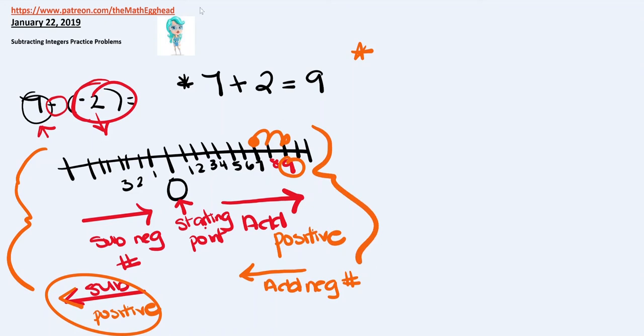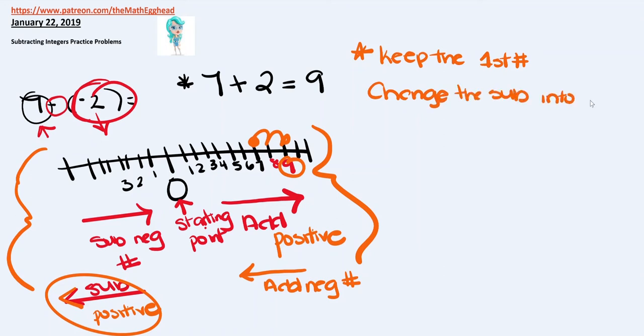But if you just want a really quick way to remember subtracting integers, you keep the first number, you change the subtraction into addition, and you change the second number into the opposite.